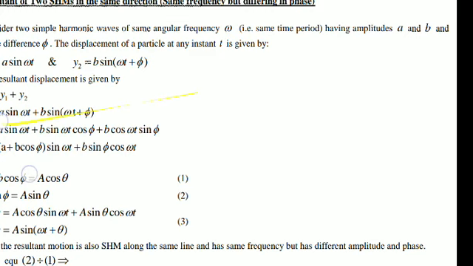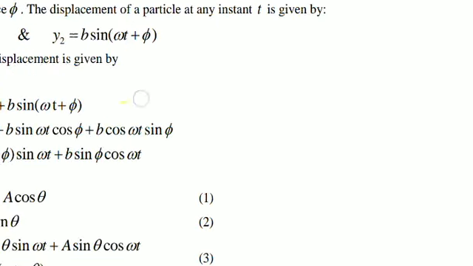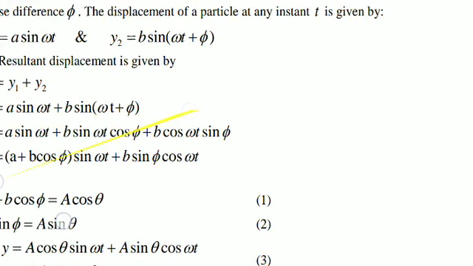Another wave has its displacement denoted by y2, and it is equal to b sin of omega t plus phi. So phi is the phase difference between these two, and b is the amplitude of the other wave. According to the superposition principle, the resultant displacement, denoted by y, will be equal to y1 plus y2.